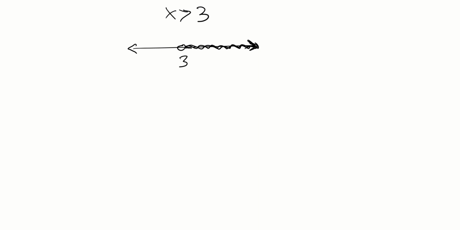Now, x is greater than 3 means that every number that's bigger than 3 would be included. And that goes all the way to infinity. And infinity is a theoretical value, for lack of a better term. We can never reach that because numbers go on forever. So we can express this using interval notation.